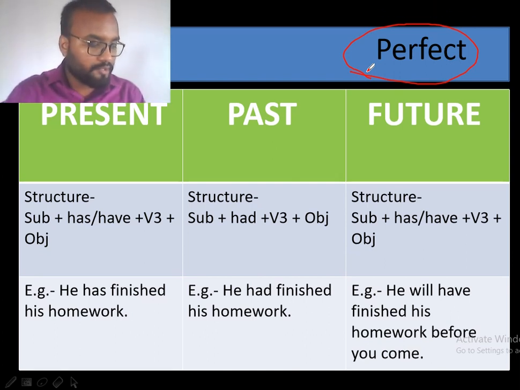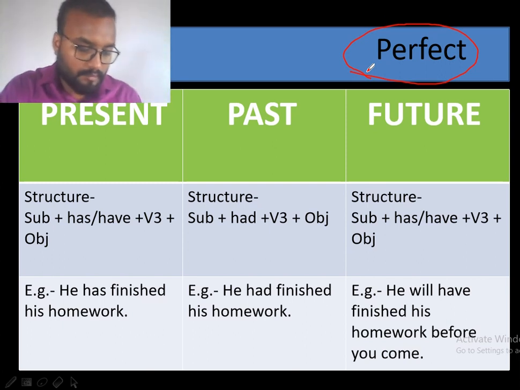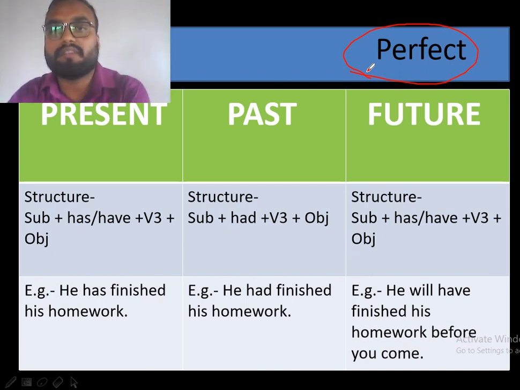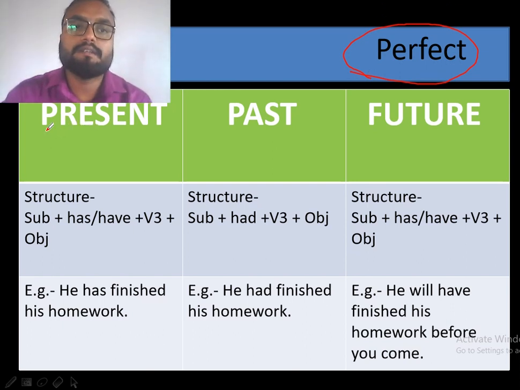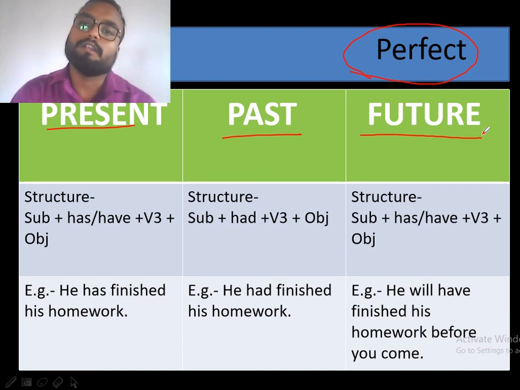As I already told you in the introduction, tense shows the event of action in the flow of time, whether the action is going on, or has been completed, or will be completed. So this perfect tense shows whether the action in present has been completed, or in past it had been completed, or in future it will have been completed. So this is about this tense.